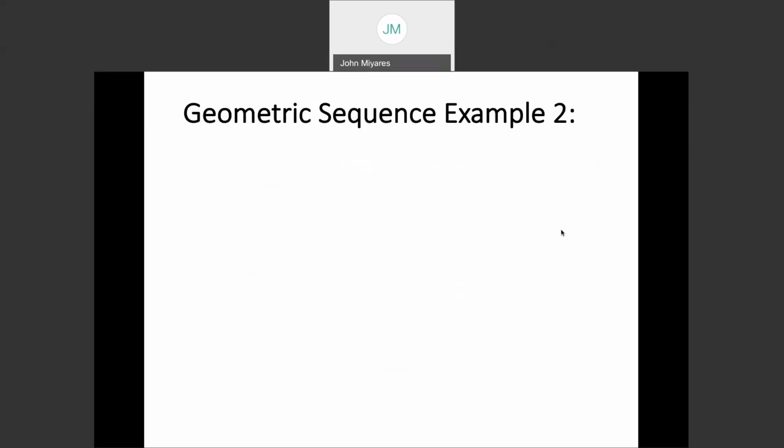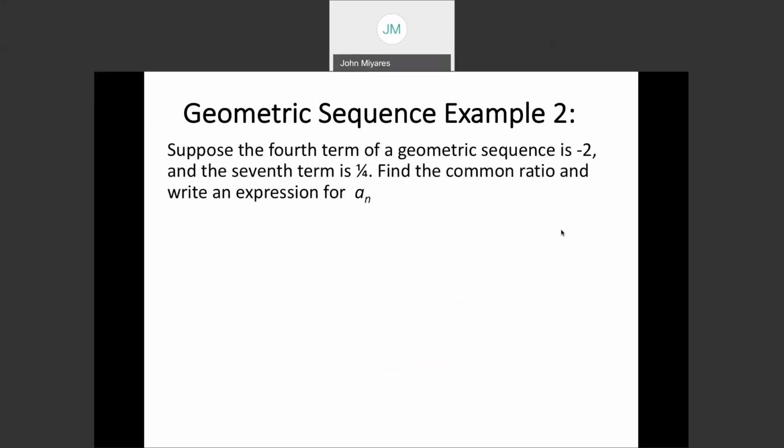Here's another example. This one's a little trickier because we don't have the first term or the common ratio. Suppose the fourth term of the geometric sequence is -2 and the seventh term is 1/4. We want to find the common ratio and write an expression for a sub n.